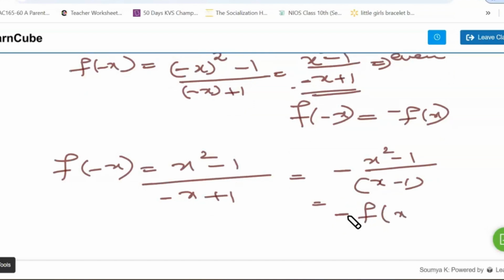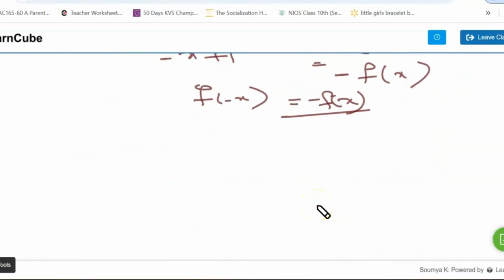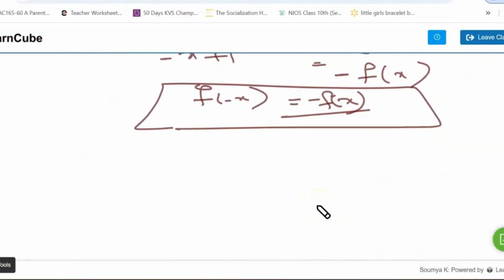of f of x. Okay, you can see here the whole thing represents f of x, so you get f of minus x equal to minus f of x. So this is the statement for your odd function, hence it is proved, and the given function is odd function. Okay, next question is C question.